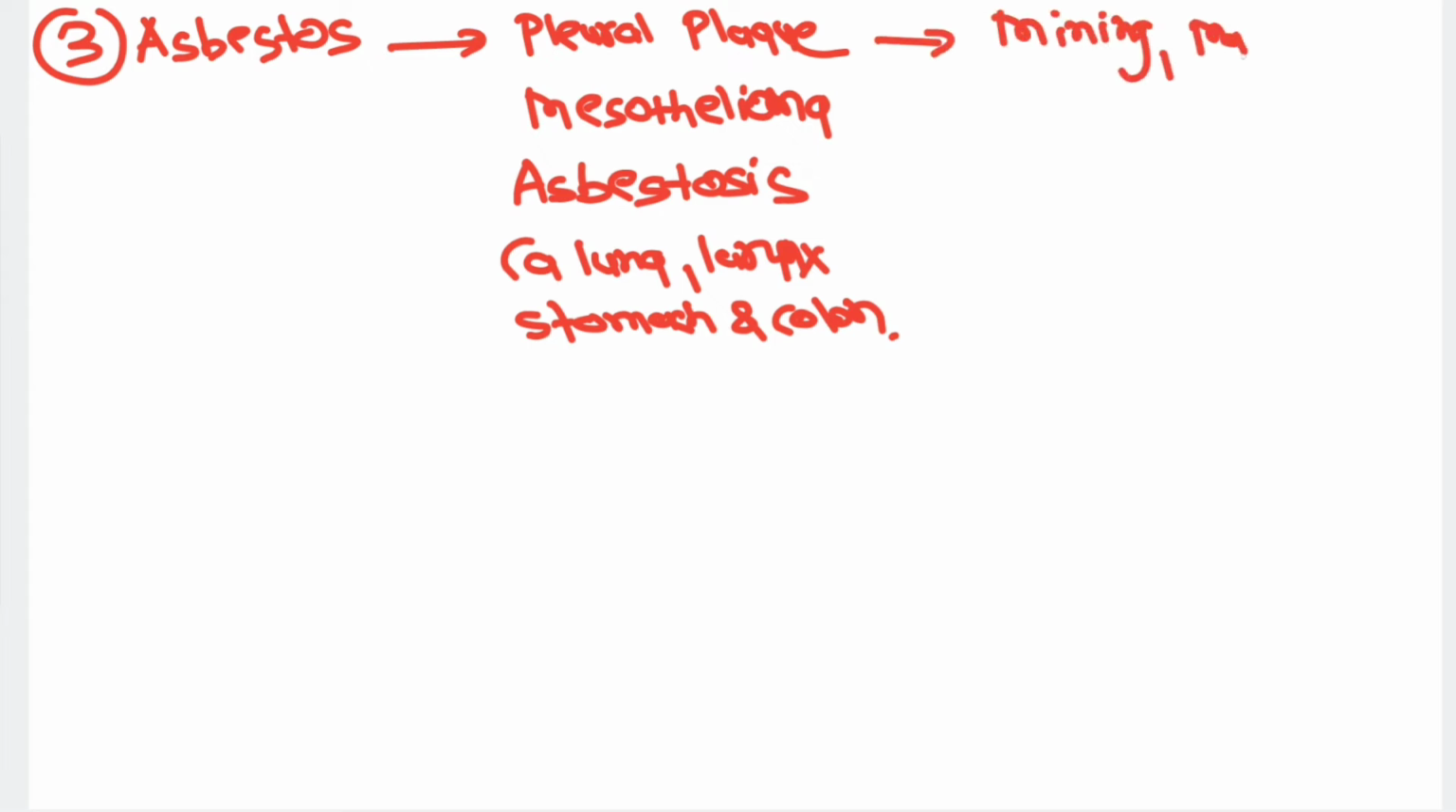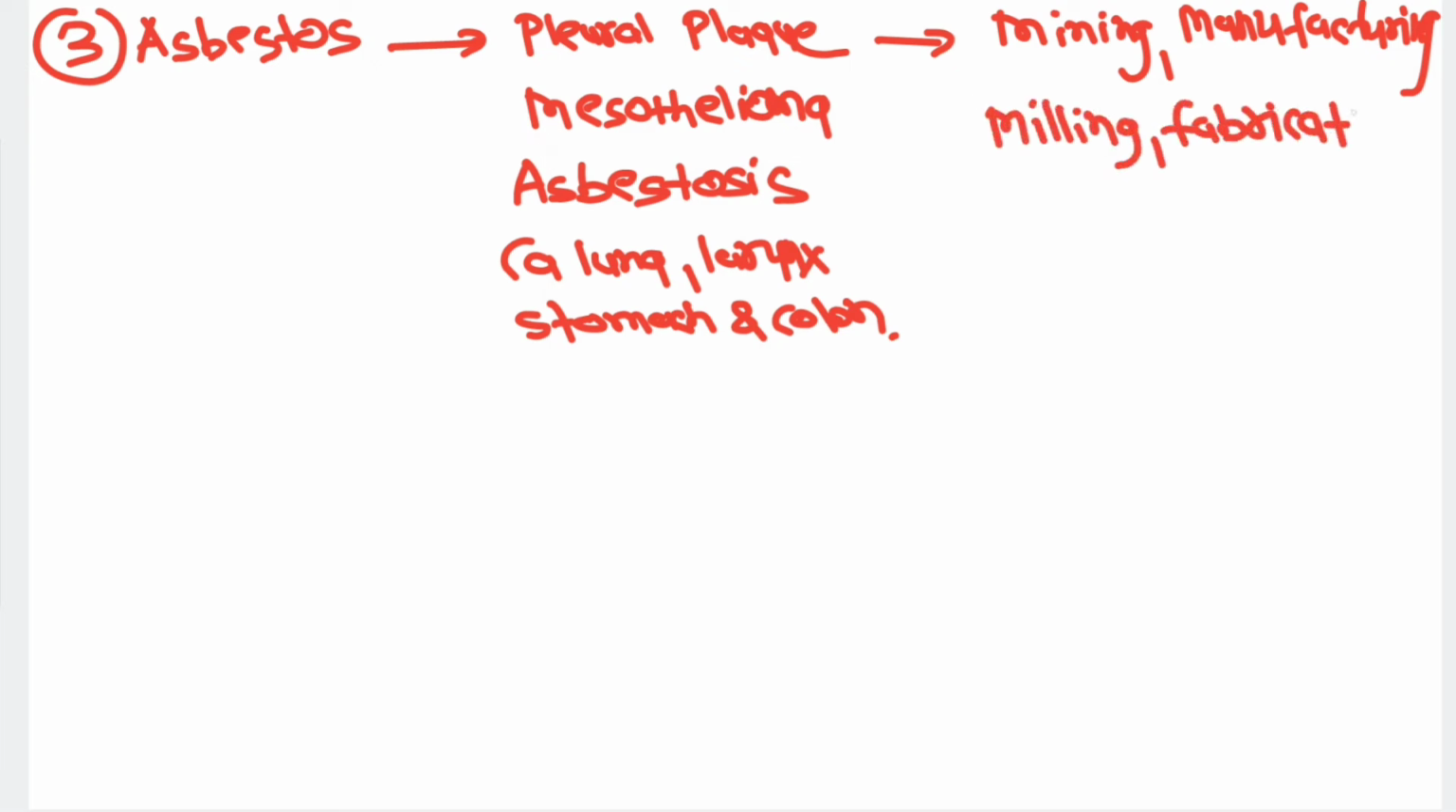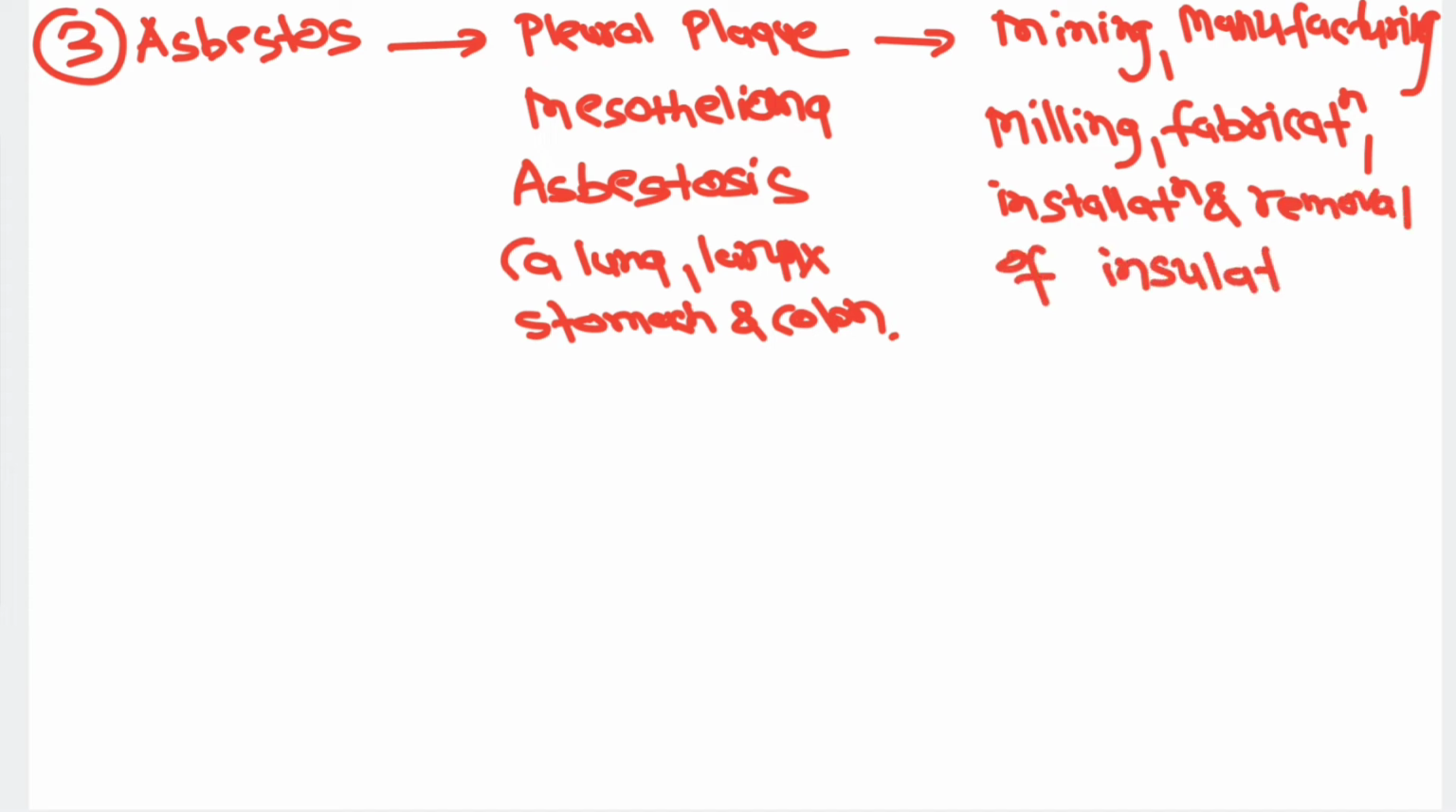So it can be because of mining, manufacturing, milling, then in the fabrication industries, those who are involved in fabrication work, then installation and removal of insulation, all that can lead to exposure to the asbestos.